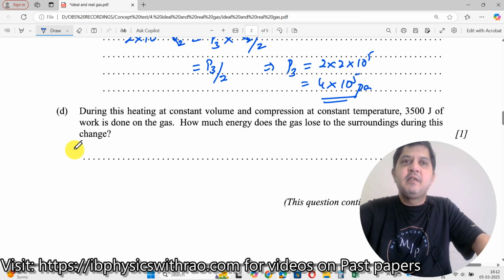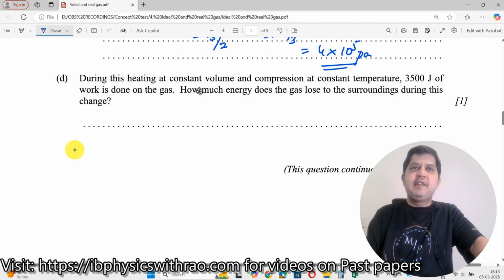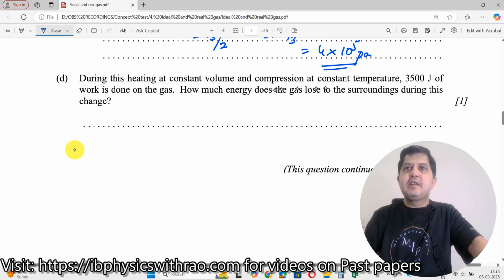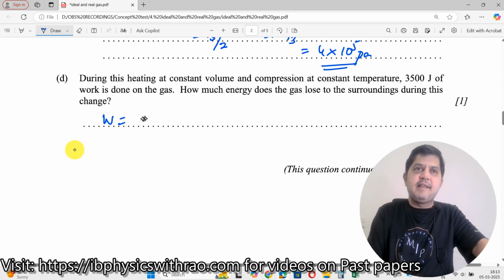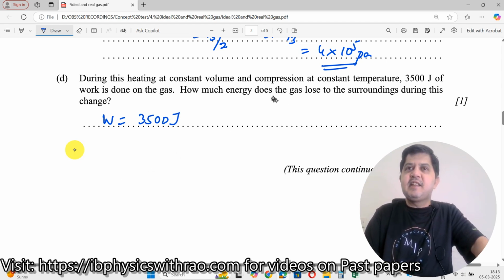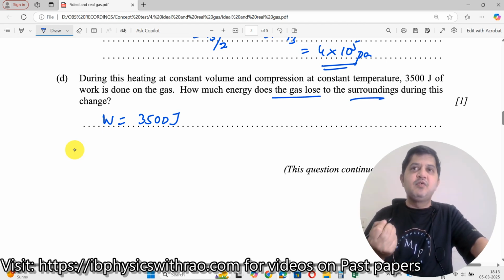Then, during the heating at constant volume and the compression at constant temperature, 3500 joules of work is done on the gas. So work done on the gas is equal to 3500 joules. How much energy does the gas lose to the surroundings during this stage? Why should the gas lose energy to the surroundings?